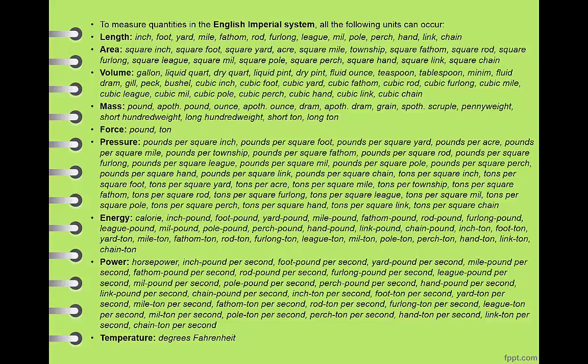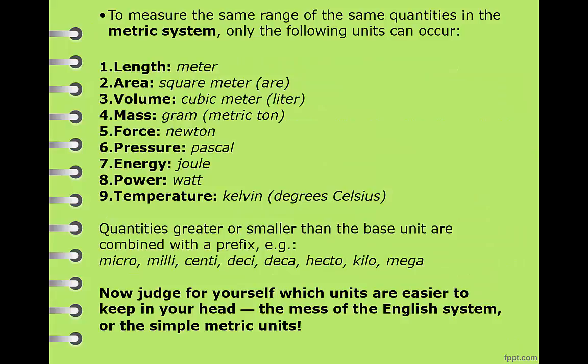Okay, now compare all of these to the metric system. If you want to measure that same range of the same quantities in the metric system, these are your units. For length, you've got meter. For area, it's a square meter. Volume, cubic meter. Mass is a gram. Force is a Newton. Pressure is a Pascal. Energy is a joule. Power is a watt. Temperature is Kelvin.